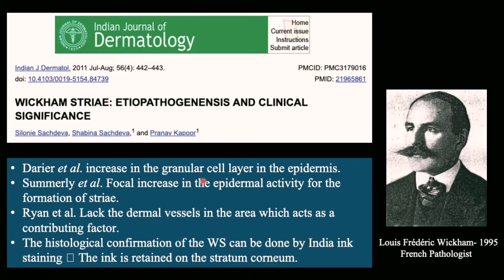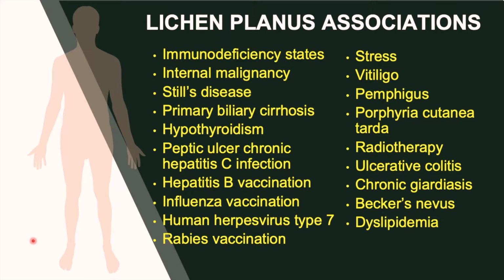Darier, whom we will hear more about in the future, described those striae based on the granular cell layer mechanism, and he said that we see an increase in the granular cell layer. Other people found that there is an increase in epidermal activity or formation of dermal vessels in the area, which acts as a contributing factor. The histologic confirmation for those is usually done by India ink, and we see the India ink retained in the stratum corneum.